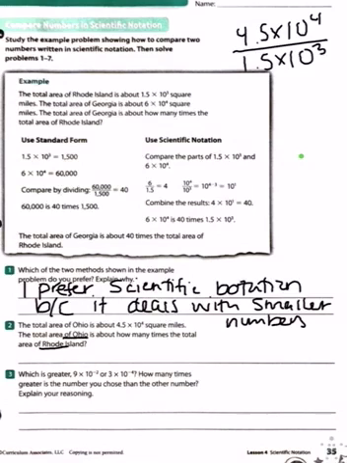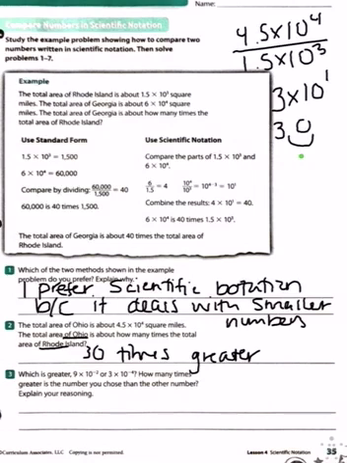You divide the numbers, 4.5 divided by 1.5, and you get 3. And you subtract the exponents. 4 minus 3 is 1, so 10 to the 1st power. We have to write the answer in standard notation, so I take the decimal and move it 1 time, and I get 30. It is 30 times greater.